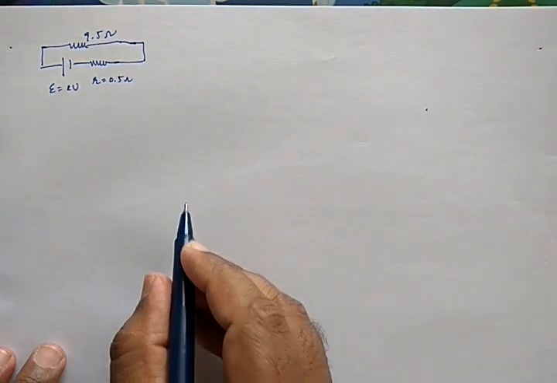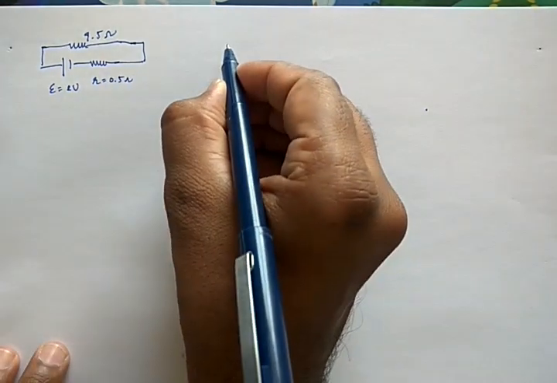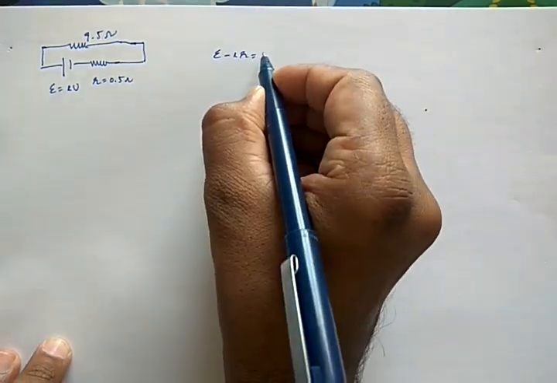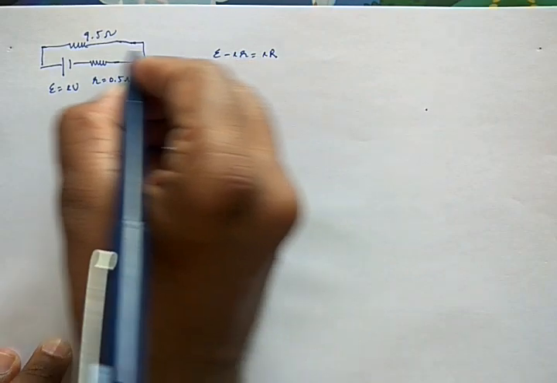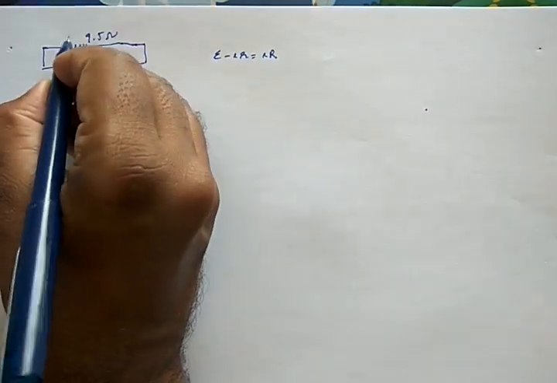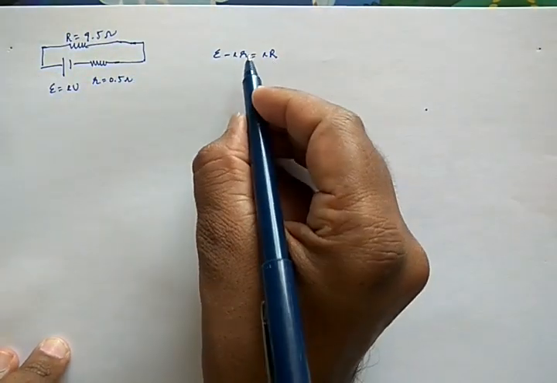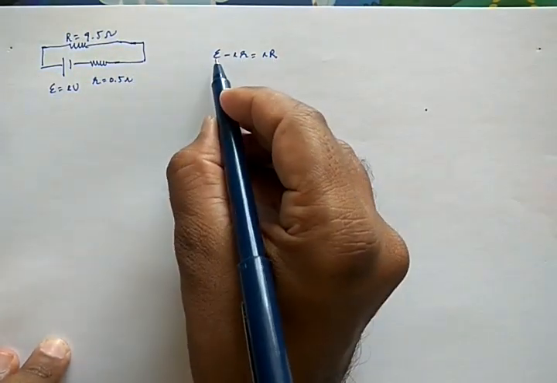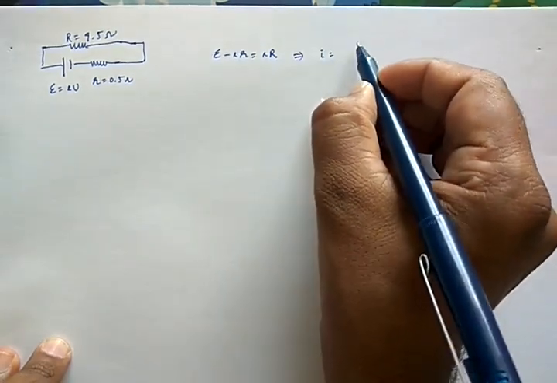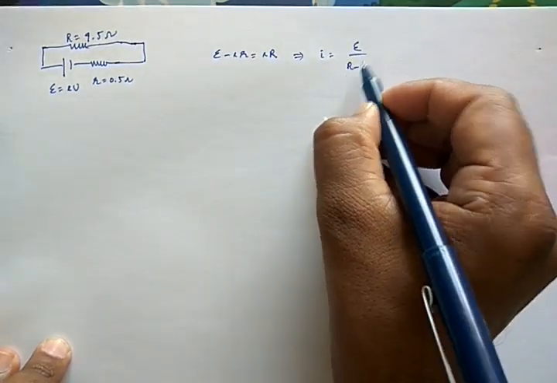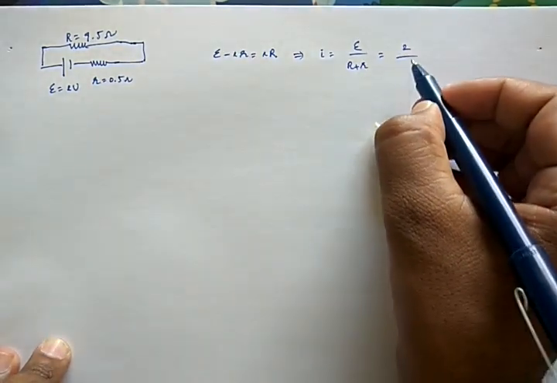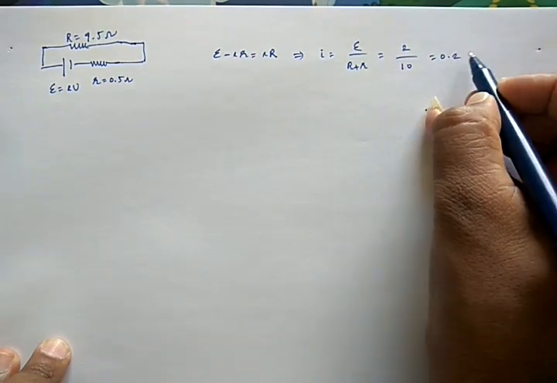First let us estimate the current. We know that E minus Ir equals V, that is IR, where R is 9.5, the internal resistance r is 0.5 and E is 2. From this data you can compute I. I is E by R plus r. E is 2 and R plus r is 10, so I will be 0.2 ampere.